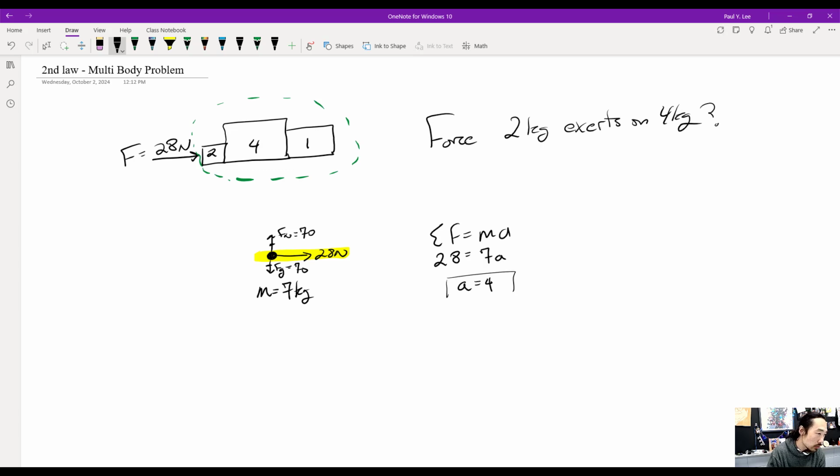I'm going to do a quick little detour there. You might be thinking, wait a minute, this isn't solving for the force that the 2 kilogram is exerting on the 4. We're looking at the system as a whole. Why did you do that? The important thing here is, if you take a look at the context of the problem and the formula that we have, F equals ma, there are a total of 3 variables.